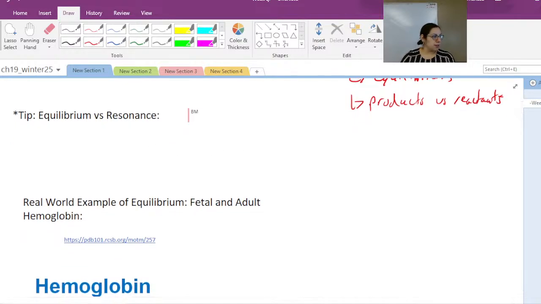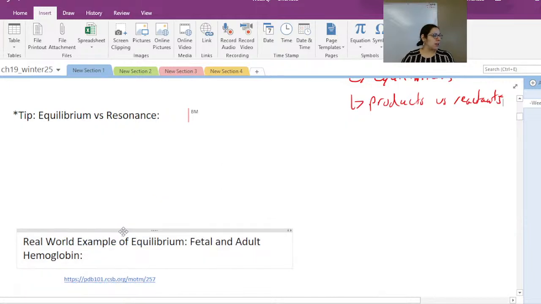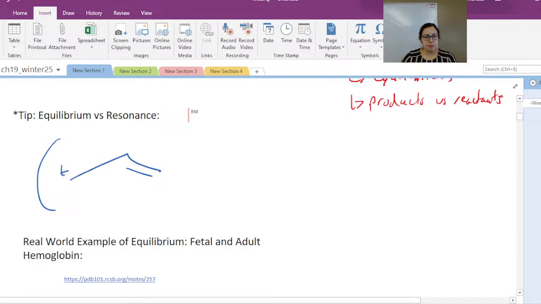Before we dive into things, let's remember a couple of arrows. We don't want to confuse resonance with equilibrium. Remember, resonance is this double-headed arrow, and that's to show electron movement.